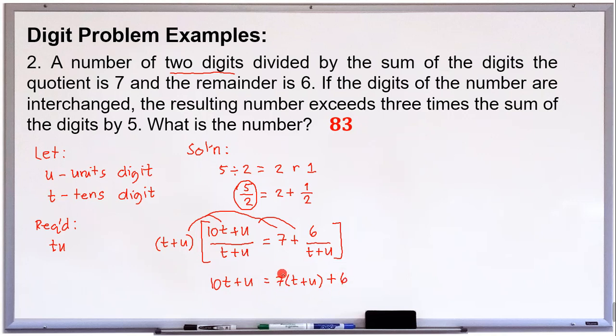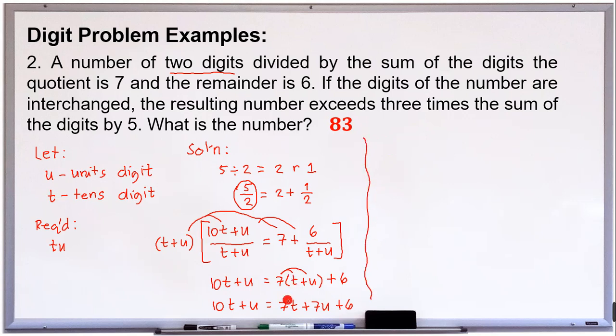Then after that, let's simplify this further, because this 7 can be distributed to each of the terms inside the parentheses. So that would be 10t plus u is equal to 7t plus 7u plus 6. Next, we are going to put all the variables on the left side and the constant on the right side of the equation. So let's do that.